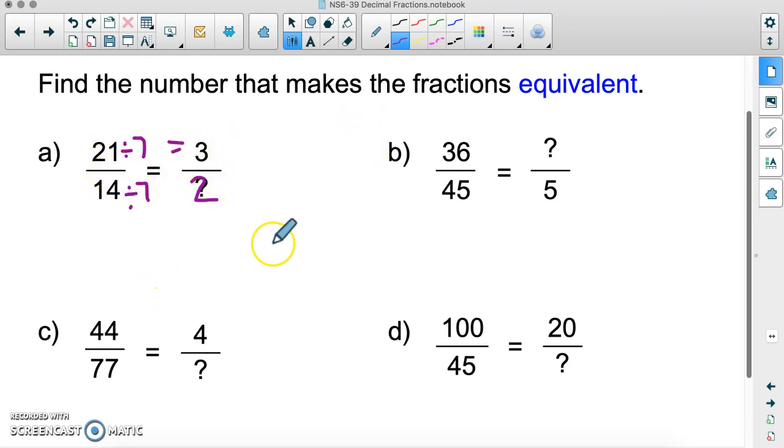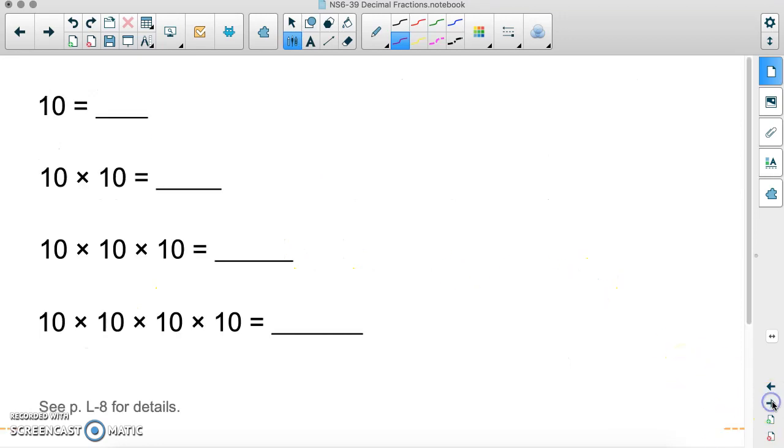I want you to do B, C, and D on your whiteboards, and then you're going to resume your screencast and start your lesson. So let's think back to a few units ago where we were talking about multiplying by tens. So we know that if we have 10, it's equal to just 10. Now if I have 10 times 10, well, we're doing the zero trick. So how many zeros do I have? I have 2. So 10 times 10 is going to be 100.